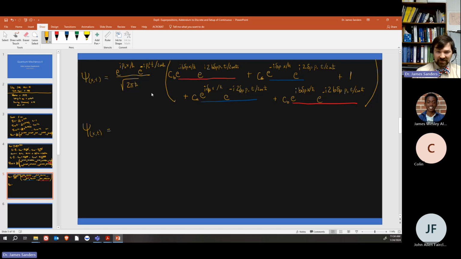We still have our same stuff here. And again, we can combine these as well. Essentially e to the i p naught over h bar times x minus p naught over 2m t, divided by square root 2 pi h bar.